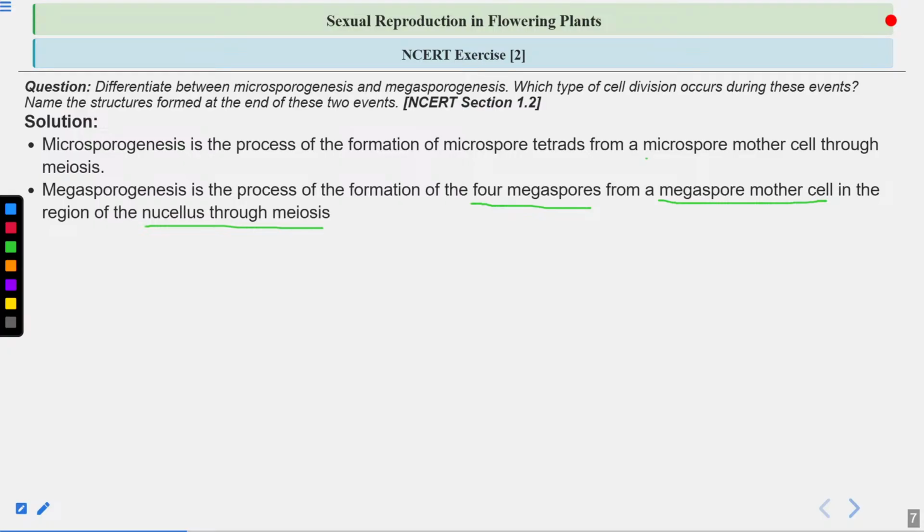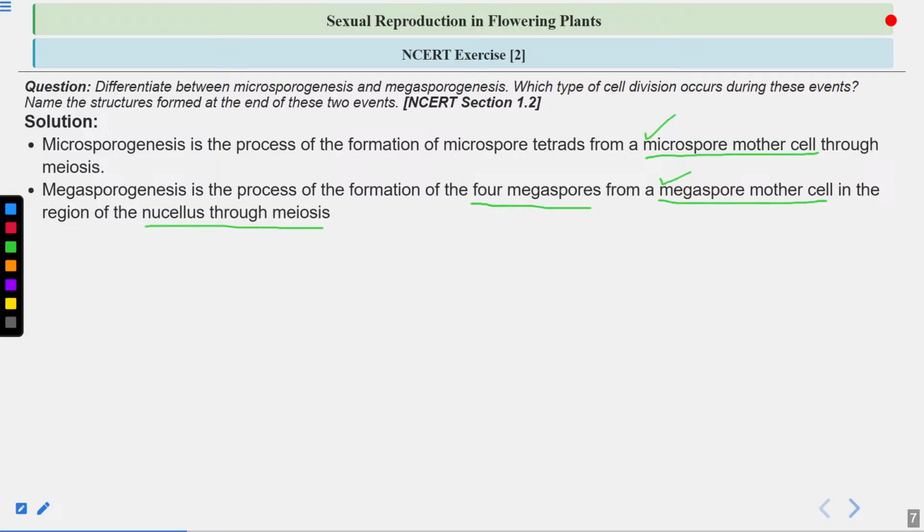Here there are a number of microspore mother cells, but here the megaspore mother cell is just one. Normally they have only one megaspore mother cell, but microspore mother cells are many in number. All the sporogenous tissue has the capacity to form the microspore mother cell, right? But one of the cells of the nucellus transforms itself into the megaspore mother cell.